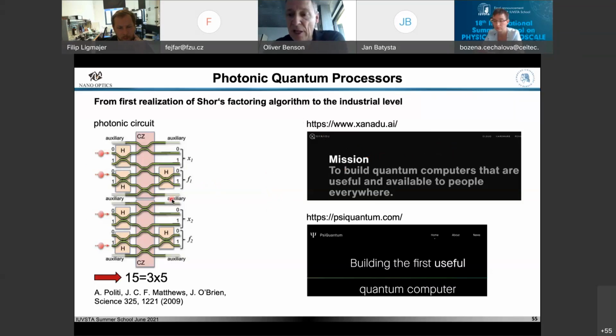And the advantage of this platform would be, yeah, it's a room temperature platform in a sense. You need to be able to generate these states. You need to have good detectors. This circuitry is just circuits that you can fabricate using integrated optics. In that sense, it's an established technology.